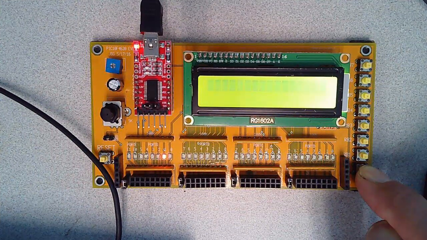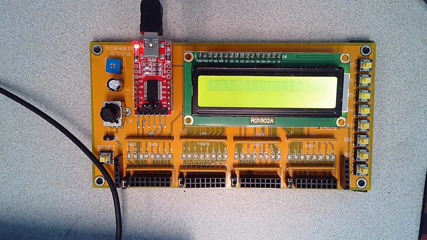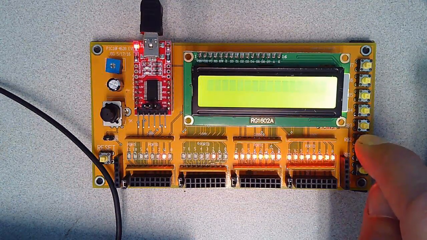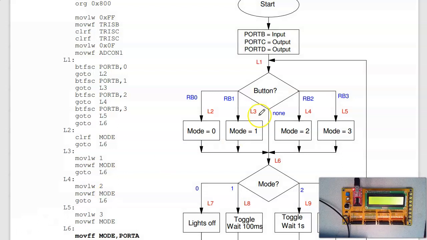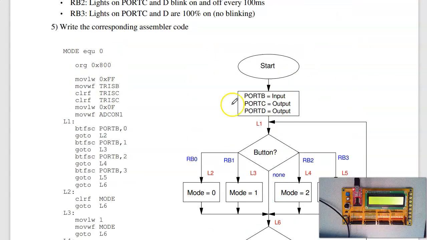So here I'm in mode 0. There it goes. Mode 0, lights are off. Mode 1. Mode 2. And mode 3. And then I check the mode. If I'm in mode 0, I turn off the lights. Mode 1, I'll toggle every 100 milliseconds. Mode 2, toggle and wait 1 second. Mode 3, turn the lights on, then repeat. That's the flowchart.